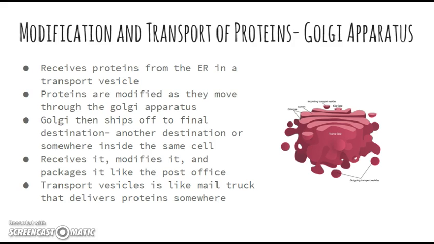It receives it, it modifies it, and packages it, much like the post office. And then the transport vesicles are like the mail truck that delivers the protein somewhere. So we're going to be delivering it, we're going to modify it, we're going to make sure it's ready for use.